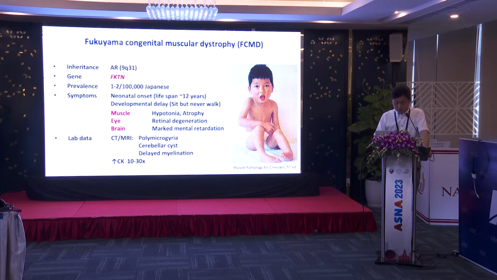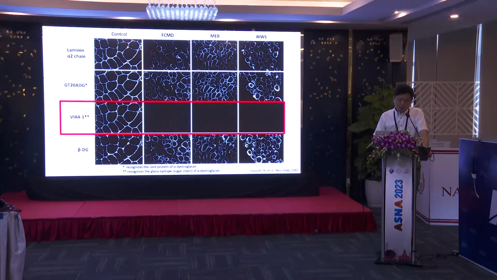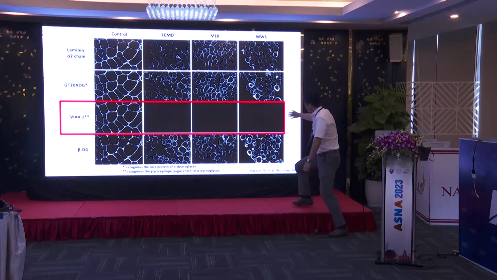Another one very important for us, for Japanese patients, is Fukuyama congenital muscular dystrophy, which is not present in Southeast Asian countries, but is present in China and also Korea. I won't go into the detail, but this is one of what is nowadays called alpha-dystroglycanopathy. And if you perform immunohistochemistry using antibodies against the sugar chain part of alpha-dystroglycan, as you can see, the staining signal is all wrong.